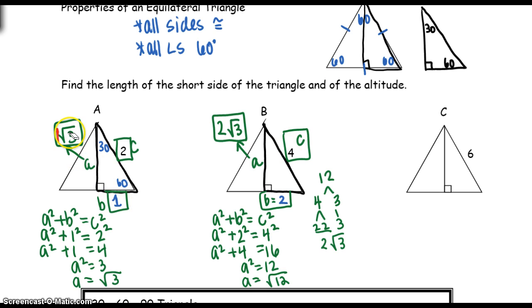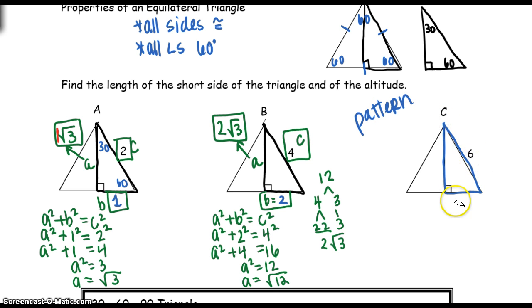1, 1 square root 3. So all they've done is multiply by the square root of 3. So let's look at this. 2, 2 square root 3. So I think that we can apply this to our problem over here just using the pattern. Okay? So using the pattern, we're going to look at this one right here.